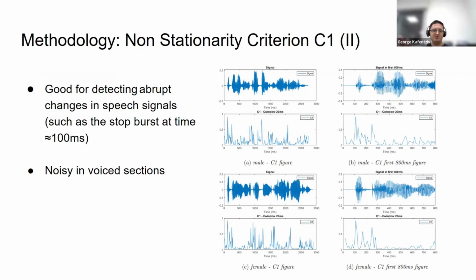You see that it's very good if you pay attention to the figures. You see, for example, here on the lower right part of the slide, that it's a very good method to detect abrupt changes in speech signals, but it's also very noisy in voiced sections where it shouldn't be.